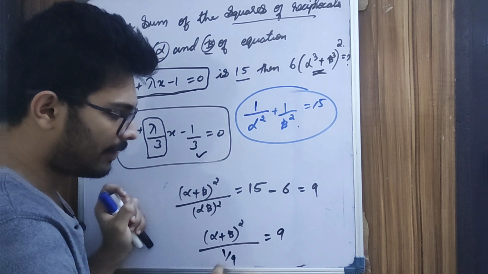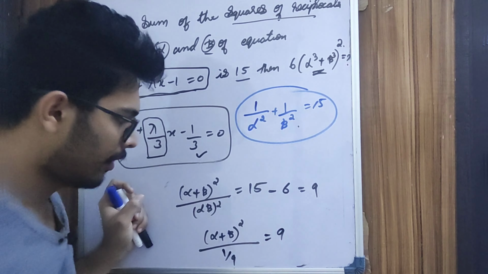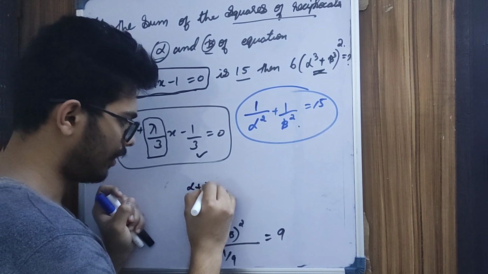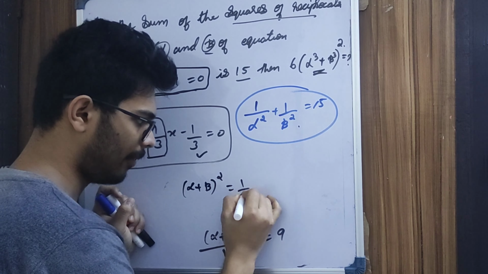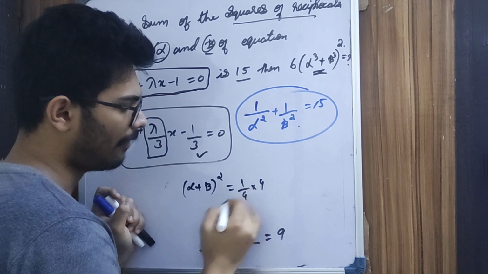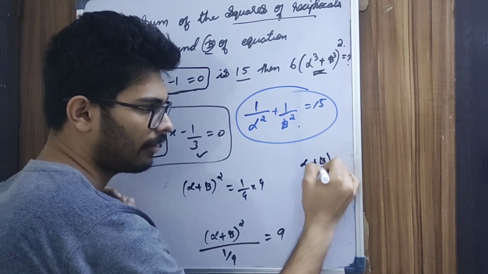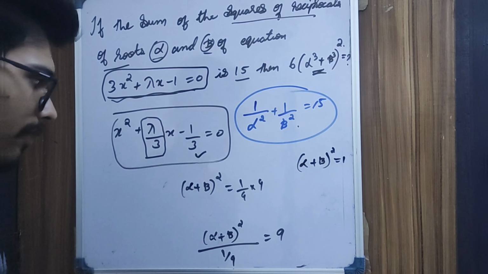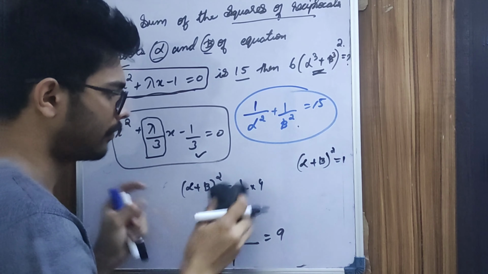Then we can multiply this 1 by 9 to this side, which will be equal to alpha plus beta the whole square is equal to 1 by 9 into 9. So we have the value alpha plus beta the whole square equal to 1, or alpha plus beta equal to plus or minus 1. So we can leave that.